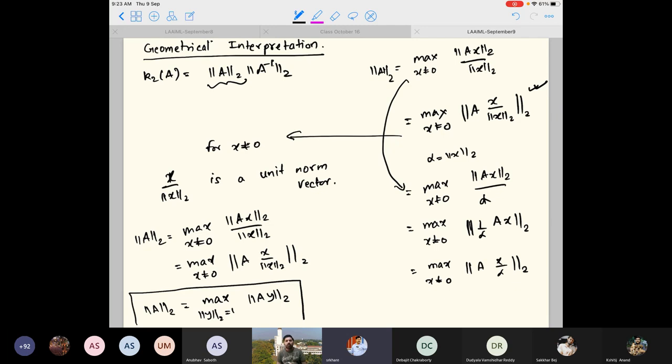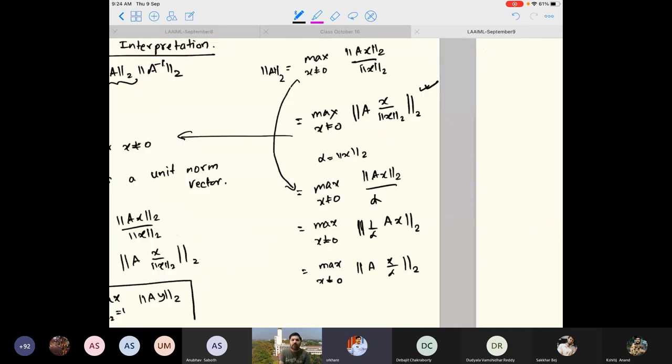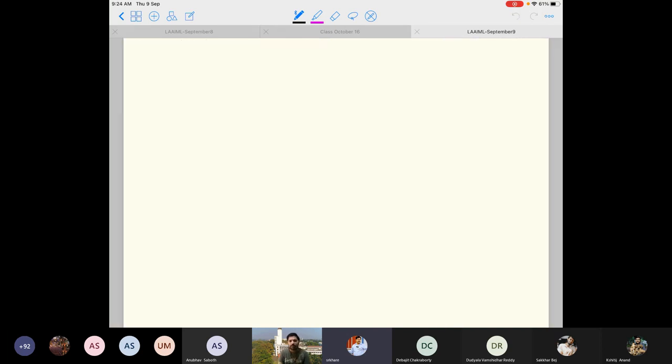I can write it in this way also. Is that clear? So this is another way in which you can define this induced norm. And now we will see geometrically what it really means. The reason I did this calculation is that it becomes easy to understand geometrically what is really happening. So first I'll define something which is called maximum magnification.